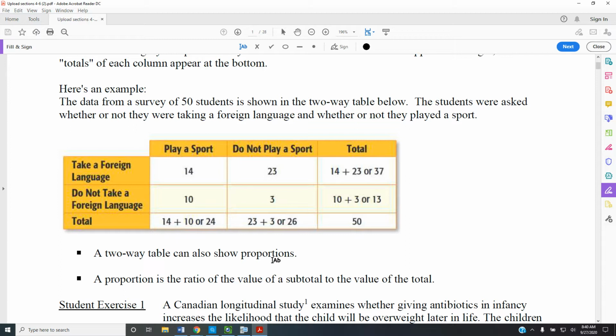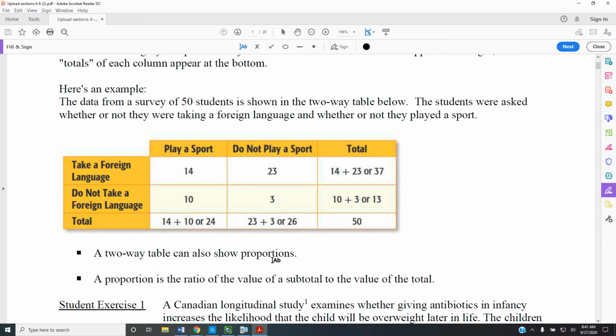Also, if I look at how many people took a foreign language, I can see that the sum of 14 plus 23, because I have people who played a sport that took a foreign language, and I have people who did not play a sport that still took a foreign language, and I have 37 people who in total took a foreign language. I could look at the same for a column. If I want to talk about just those who do not play a sport, there are 26 people who did not play a sport. 23 of them happen to be taking a foreign language, and 3 of them happen to not be taking a foreign language, but 26 of them did not play a sport. If I'm looking at all of the respondents in the entire two-way table, then I have 50 respondents.